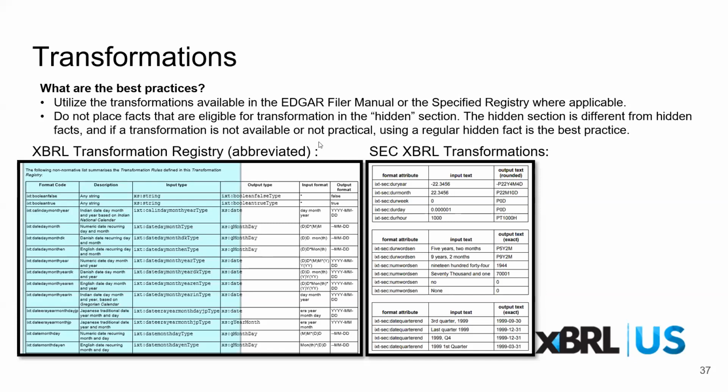Great. Steve, we have another question on transformations about 0 dash. In what scenario is a filer required to convert these to nil or 0?